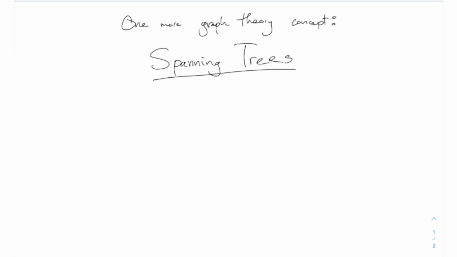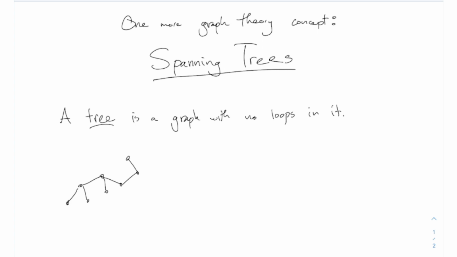especially. Anyway, let's talk briefly about, first of all, what a tree is. A tree is a technical graph theory term. A tree is a graph with no loops in it. So, for example, here is an example of a tree. It would be a graph which has, of course, vertices and edges, but those vertices and edges never make loops. So this is a tree.